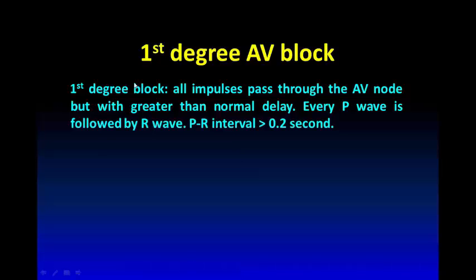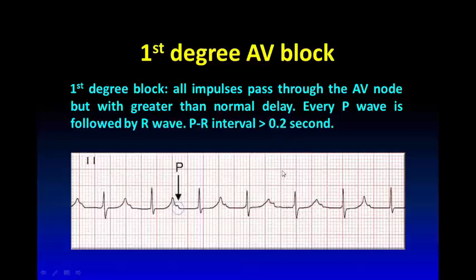In first degree AV block, in first degree heart block, as we mentioned in the previous slides, all impulses originating from the sinoatrial node pass through the AV node but with greater than normal delay in the AV node. So AV nodal delay is prolonged. In the ECG, every P wave is followed by a QRS complex, but the PR interval is longer in duration than 0.2 seconds. Here we have the ECG of a first degree heart block.